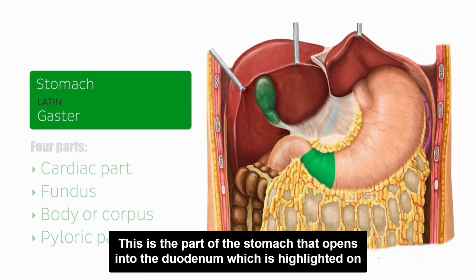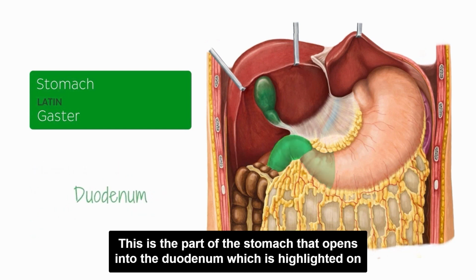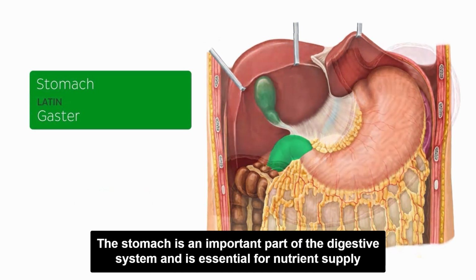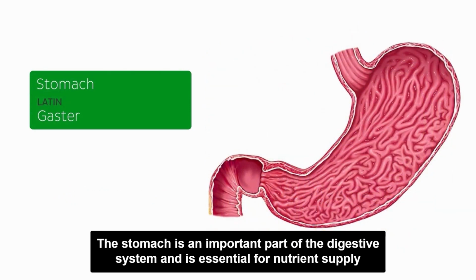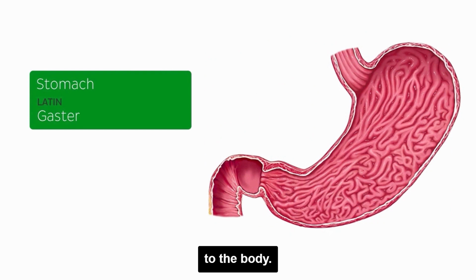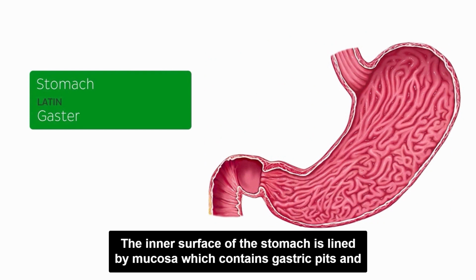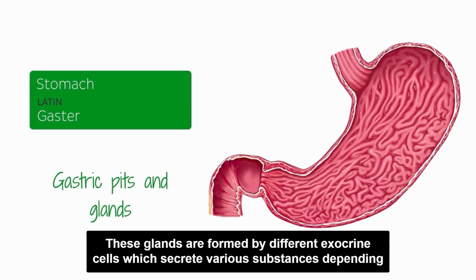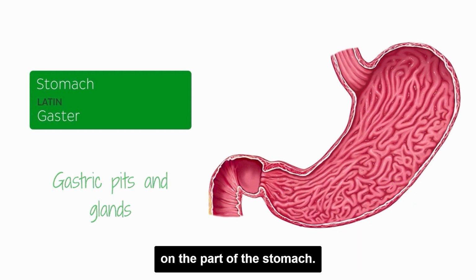This is the part of the stomach that opens into the duodenum, which is highlighted on the right in green. The stomach is an important part of the digestive system and is essential for nutrient supply to the body. The inner surface of the stomach is lined by mucosa, which contains gastric pits and glands, which I'm pointing out with my arrow just here. These glands are formed by different exocrine cells, which secrete various substances depending on the part of the stomach.